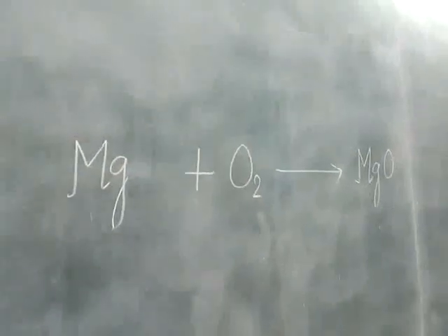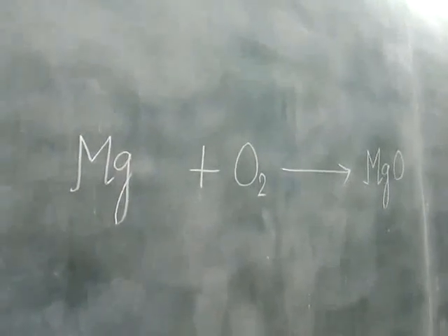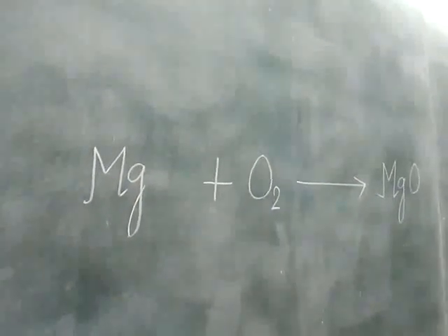Let us check the chemical equation. We burned magnesium metal in presence of oxygen and it gives magnesium oxide, a new substance, magnesium oxide. Okay, this is the chemical equation of burning of magnesium ribbon.